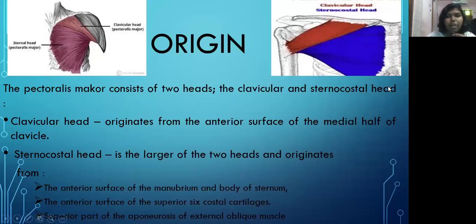Now let us see the origin of the pectoralis major muscle. The pectoralis major consists of two heads, the clavicular and the sternocostal head. The clavicular head originates from the anterior surface of the medial half of the clavicle. The sternocostal head is the larger of the two heads and originates from the anterior surface of the manubrium and the body of the sternum, and the anterior surface of the superior six costal cartilages.